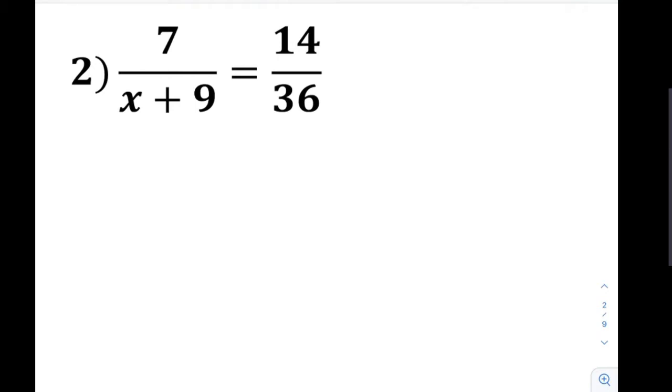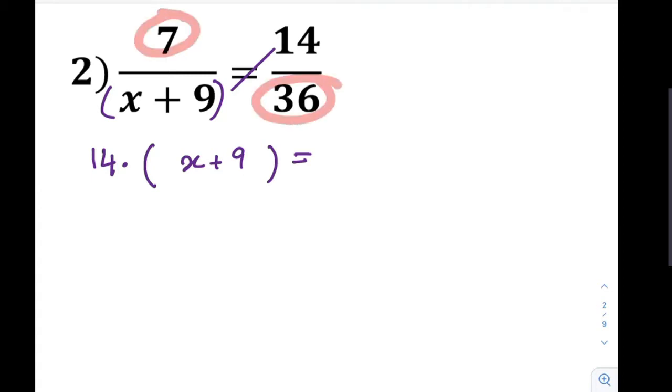What if you have an expression? A proportion including an expression. هذا التعبير موجود في المقام in the denominator. So we will apply the same technique. We will multiply 14 times this expression, and I will put the expression between brackets because the 14 is not only multiplied by x nor multiplied only by 9. It is multiplied by the whole expression. And this will equal to 4 multiplied by 36.